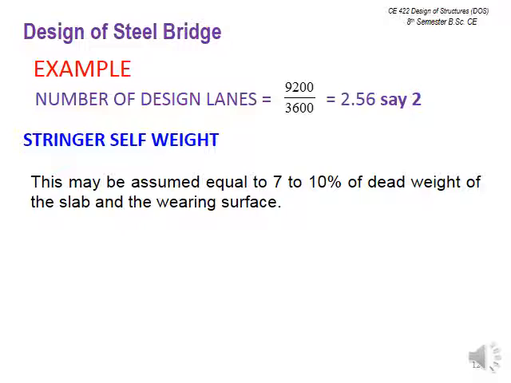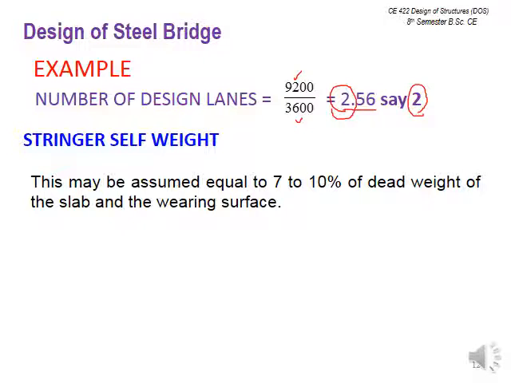Then comes the number of design lanes. You have the total roadway width of 9.2 meters, and 3.6 is the minimum with which you have to calculate the number. So it is 2.56. What we have discussed again and again, the same thing: we have to take only the integer part from this equation, and this integer part is 2. So your number of design lanes is 2.